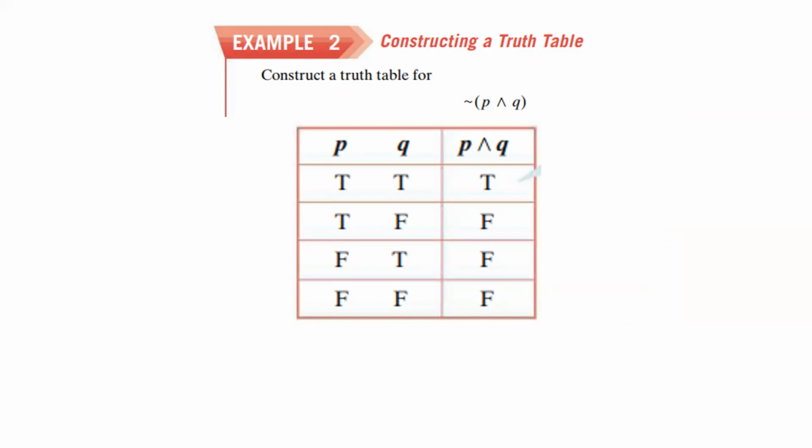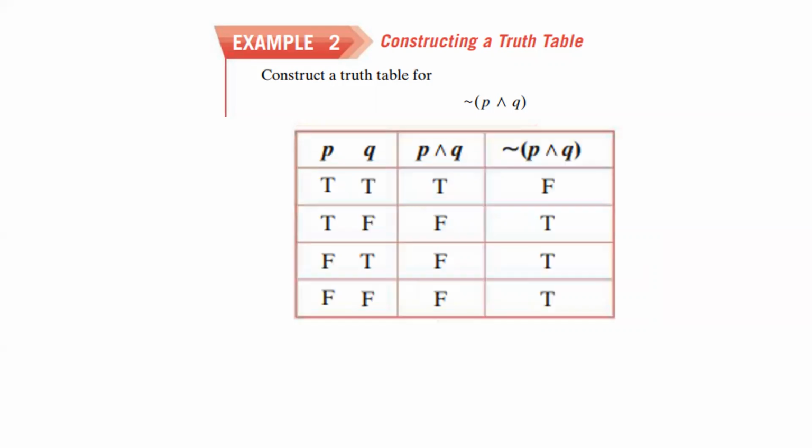Now I've dealt with my and statement, and so I have to do tilde. What does tilde do? Tilde flips any of my logical qualifiers from before. So I had P and Q. Well, for tilde P and Q, the first row was originally true, now it's false. The second row was false, now it's true. The third row was false, now it's true. And the fourth row was false, now it's true. And that is my final column.